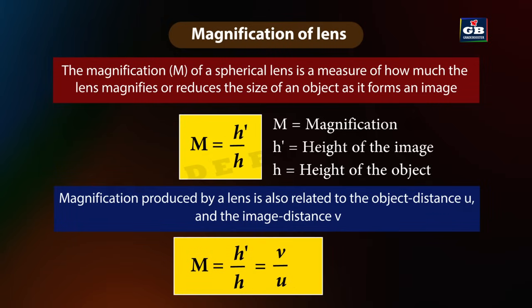This relationship is given by m = h'/h = v/u, where m is the magnification of the lens, v is the image distance, means the distance from the lens to the image, and u is the object distance, means the distance from the lens to the object.